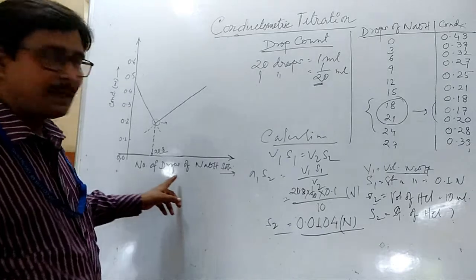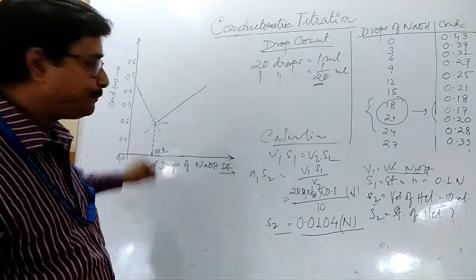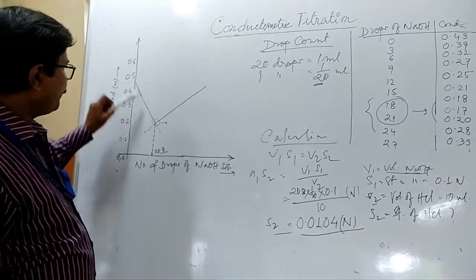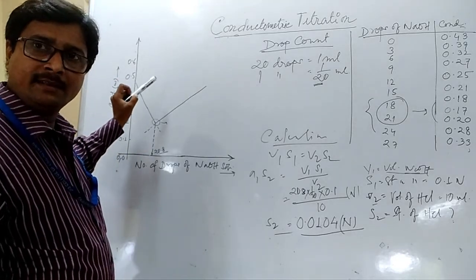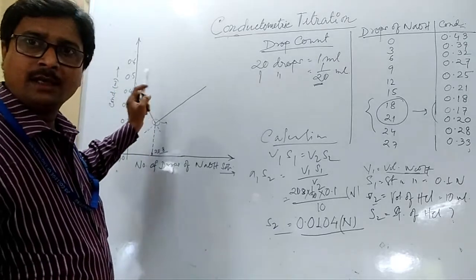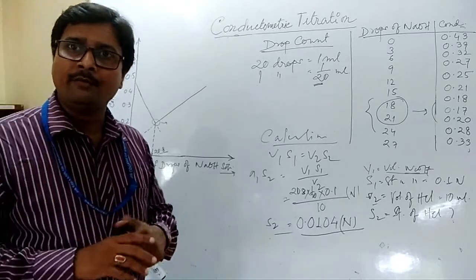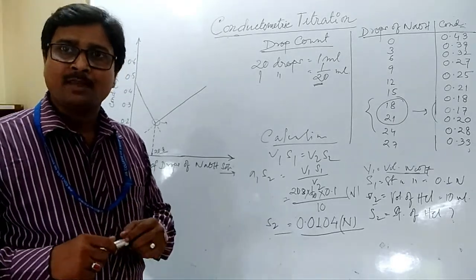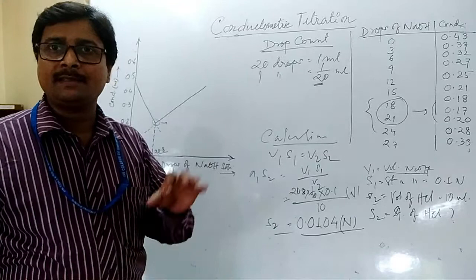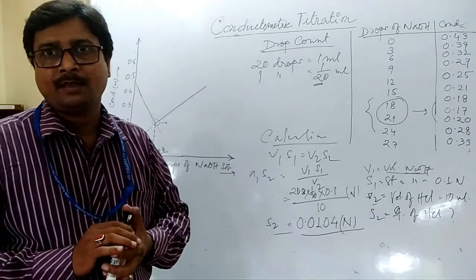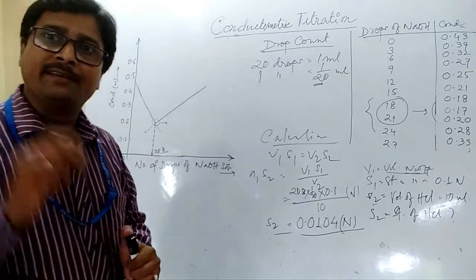Now along the x-axis we are taking the number of drops of NaOH, and along the y-axis conductance in millisiemens. Now look at the graph. At the beginning, there is only HCl in the conical beaker, so the conductance is much higher. Why? Because of the H plus ion. H plus is a very small, very movable ion. Mobility is much higher, so conductance is in a higher range. Whenever we add NaOH dropwise, Na plus replaces H plus. Na plus is a less movable ion, so conductance starts decreasing.